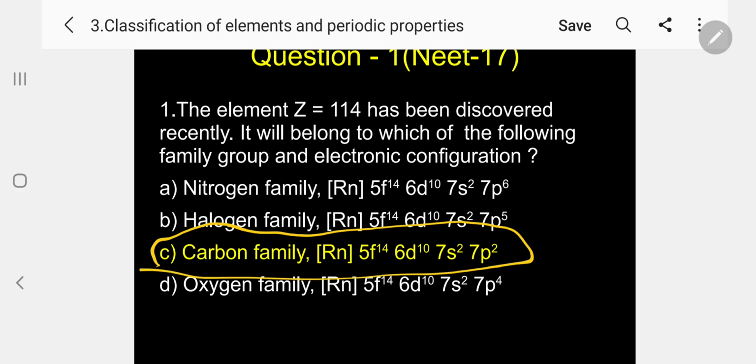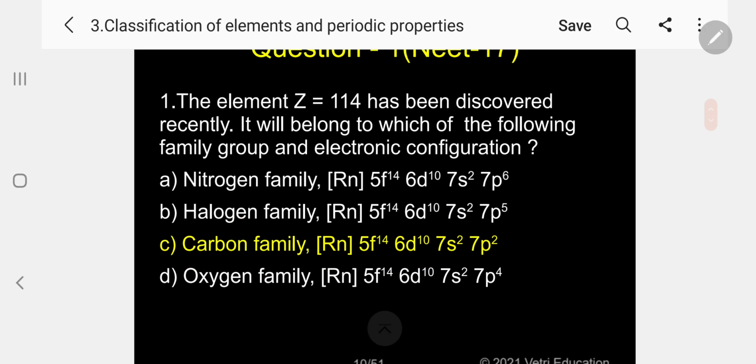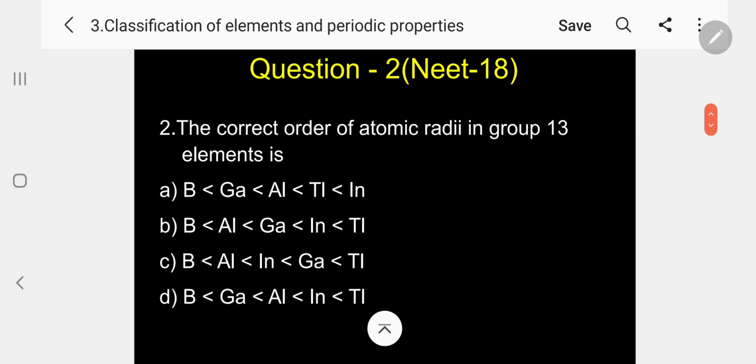That is carbon family, that is, inert gas configuration is radon plus 5f14, 6d10, 7s2, 7p2. I hope you have understood the questions. Now, question number 2. This was asked in the year 2018, NEET 2018.